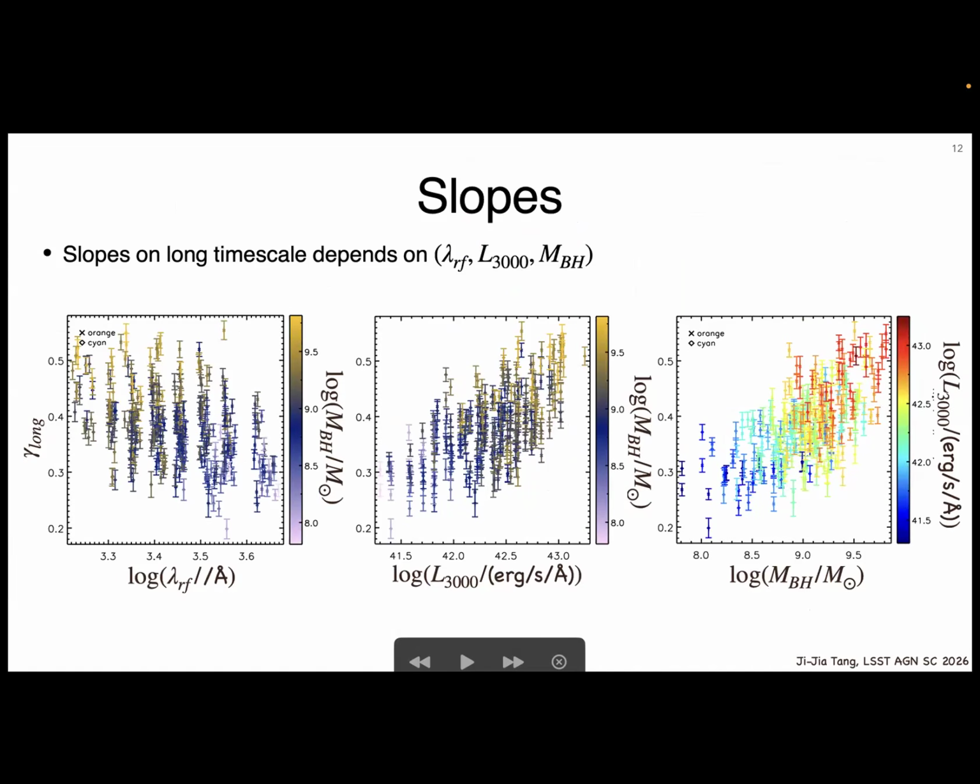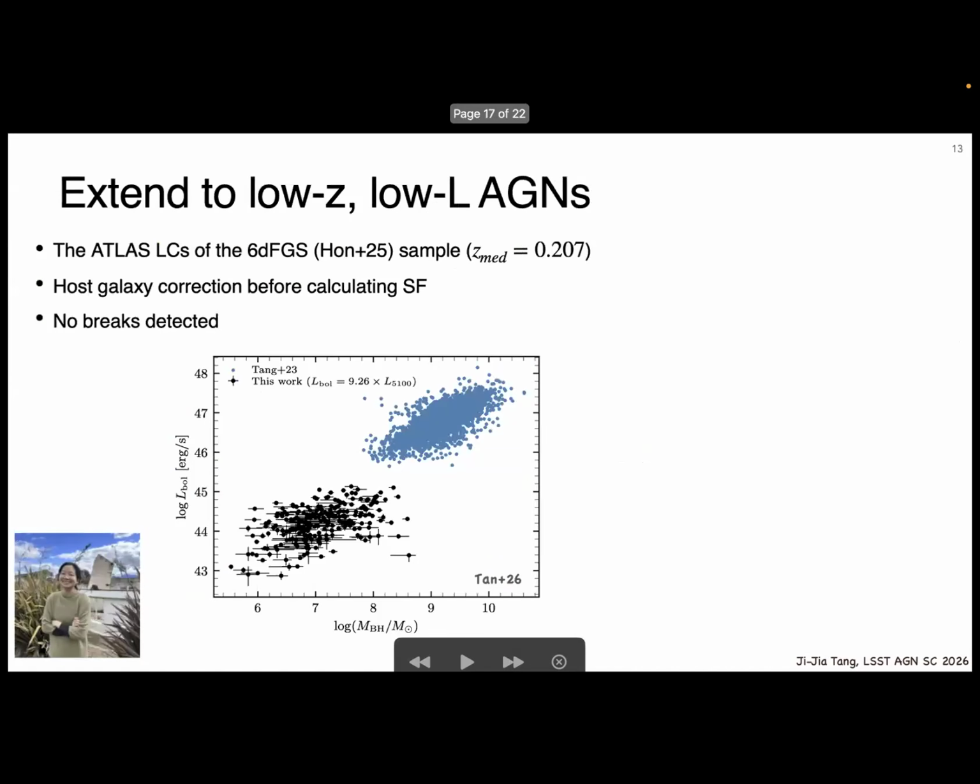And next, I'm going to focus on the slopes. You can see the slopes on the longer time scale are also dependent on the physical parameters like wavelength, luminosity, and black hole mass. So this is quite interesting. The random walk prediction is 0.5, but we see a distribution spreading from 0.2 to 0.5.